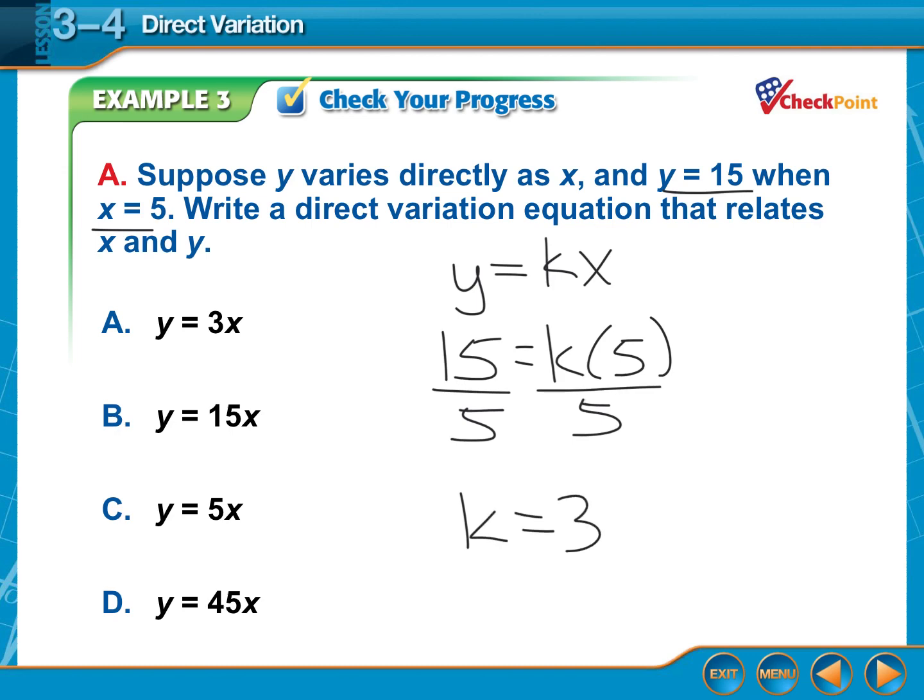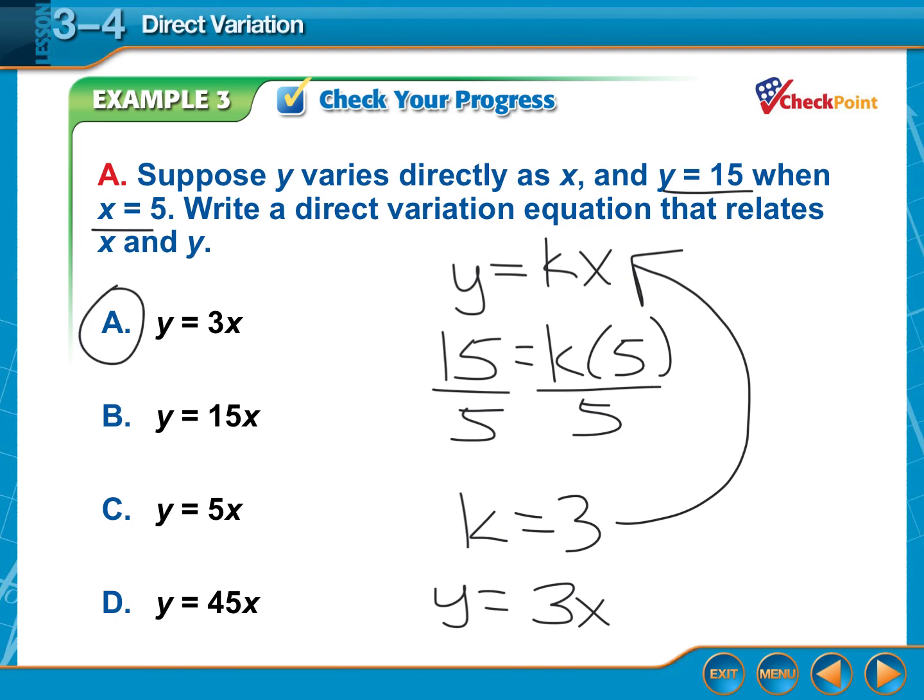Now they want us to write it back into the equation. So what do we do? Now that we found our k, all we do is plug it into here. So we get y equals 3x, because our k is now 3. So we would get A as our answer. So we're finding the k and then making our direct variation equation from that. Okay? Go ahead and try that next one on the next slide.